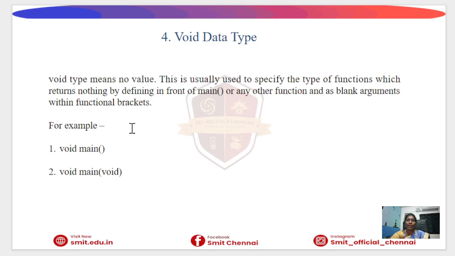Next one is the void data type. Void means no value. It is also used in a function which does not return any value. For example, we have void main, and from the open braces, printf hello. Here, main does not return anything, so we use void. We are just printing hello.